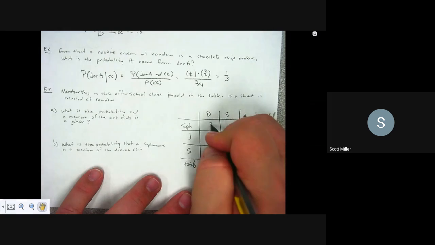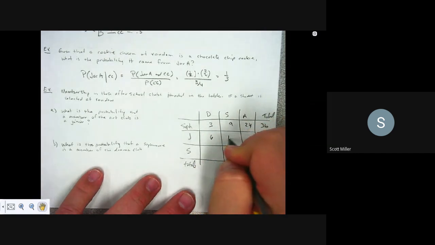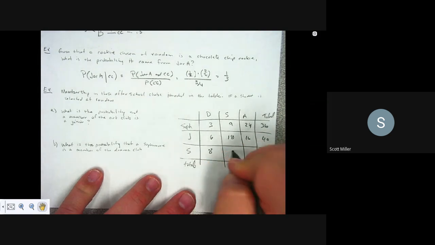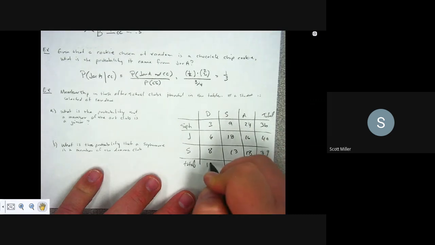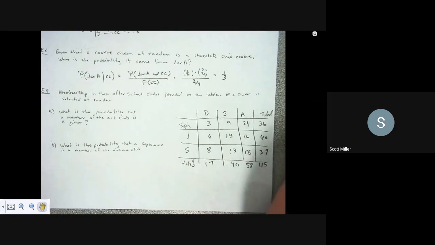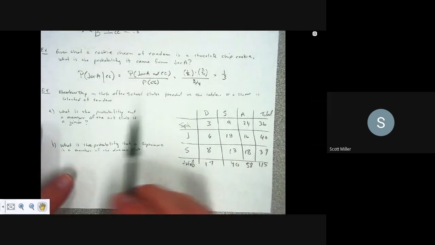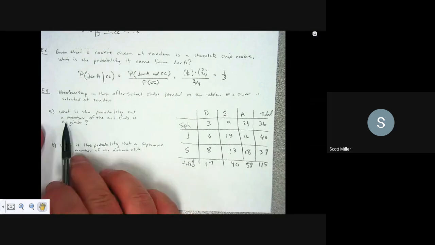So sometimes if you have numbers and information, if it's organized into a table, we can use this knowledge to help us answer probability questions. And this is 8, 13, 18, 39, and then 17, 40, 58, and then 115. So once I have the table, then it's just a matter of using the table to help me answer and finding numbers that I have over here. Okay? What is the probability that a member of the art club is a junior?